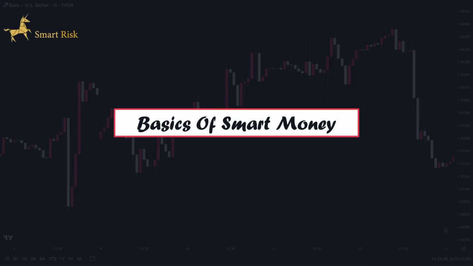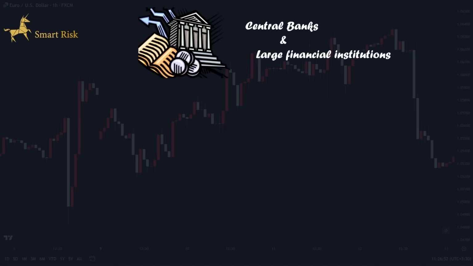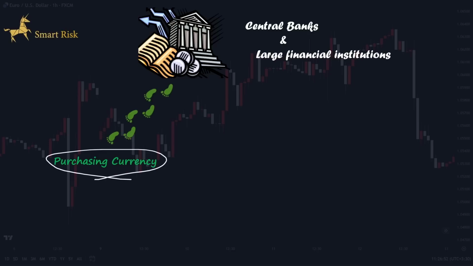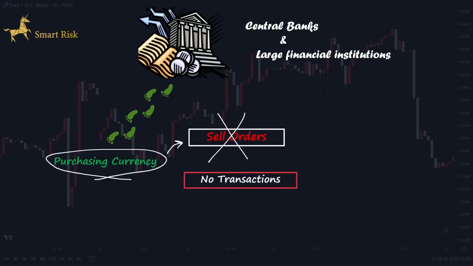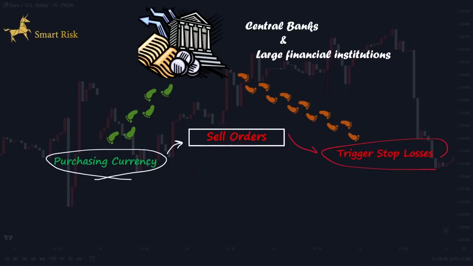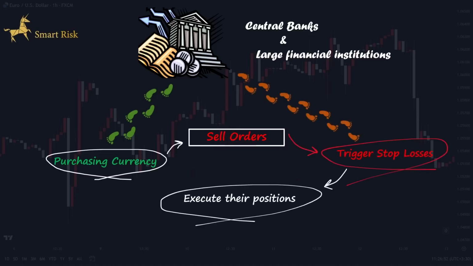Before proceeding to the liquidity patterns and liquidity scenarios that frequently form in the market, let's begin with a basic introduction to smart money and liquidity and see what the exact definitions of these terms are. Let's imagine that major financial institutions, often referred to as smart money, are interested in purchasing a currency pair. To do this, they require a significant number of sellers and corresponding sell orders in the market. This is essential because without available sellers in the market, no transactions can take place. Therefore, smart money needs to trigger the stop-loss orders that are already present in the market in order to execute their buy or sell positions.